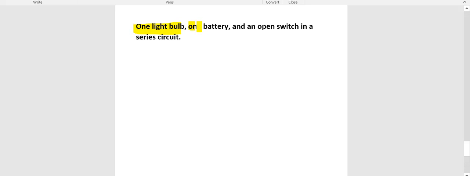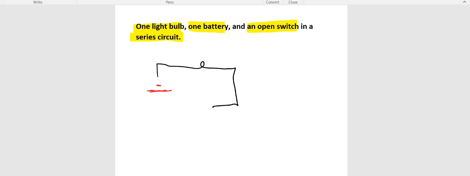Okay, 1 light bulb, 1 battery, and an open switch in a series circuit. Okay, so it's a series circuit. I know there's 1 battery, so let's just start there. Okay, and I know there's 1 light bulb, so I'm going to start there. And then there is 1 open switch. So I'm going to draw my switch down on this side.